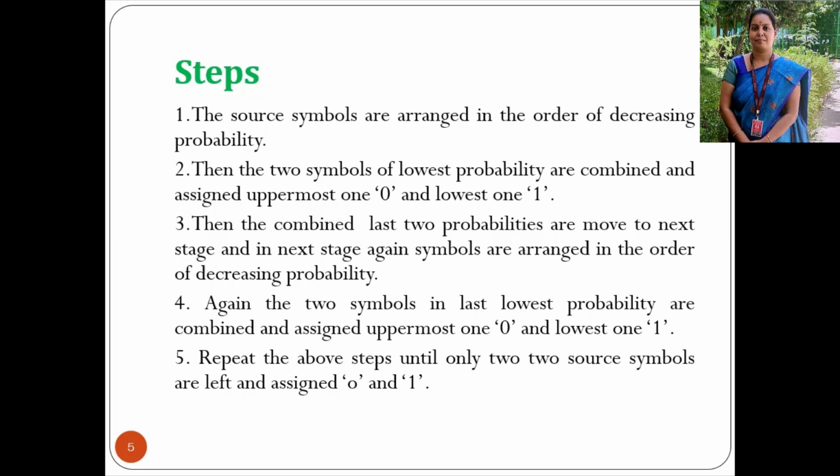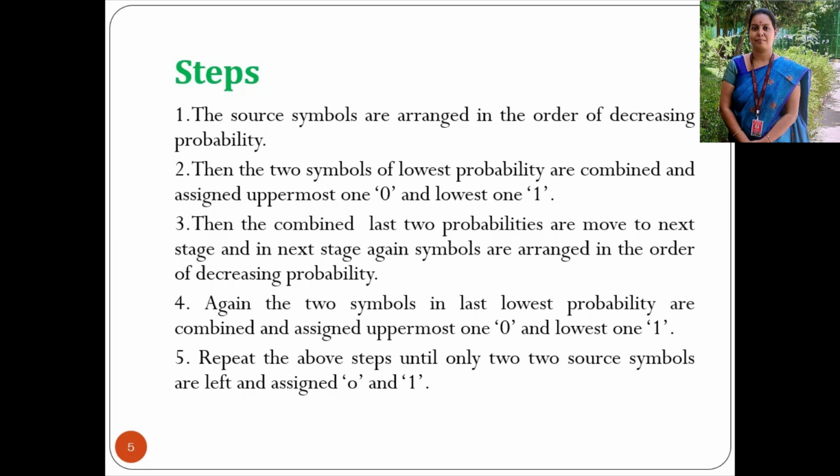In the second step, the two symbols of lowest probability are combined. In decreasing order, this means the last two symbols are combined, and we assign 0 to the uppermost one and 1 to the lowermost one. So we have 8 symbols, arranged in decreasing order, and the lowest probabilities are in the last two symbols. These last two symbols are combined, with the uppermost assigned 0 and the lowermost assigned 1. This is the second step.